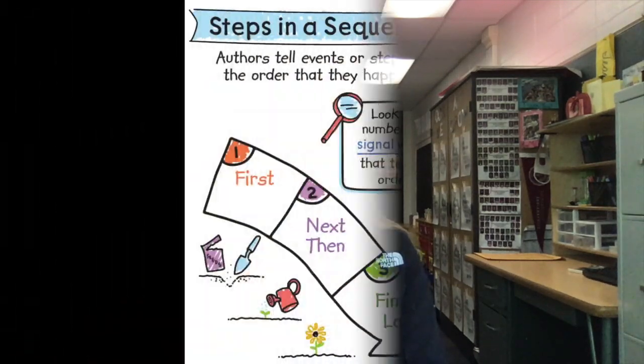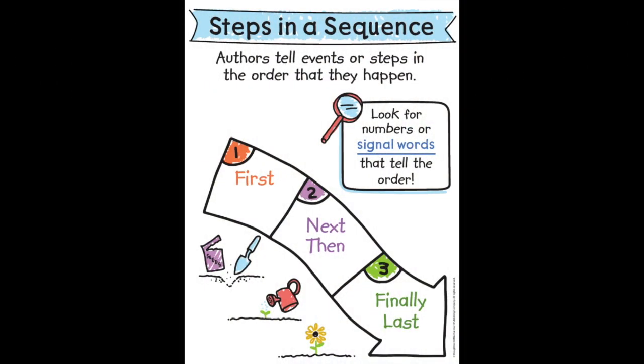Let's check it out. When the author tells the events in order, it's called a sequence. Reading the events or steps in order helps us understand the information better. Sometimes each step is numbered, like 1, 2, 3. Other times, the author uses signal words to tell you the order, like first, next, then, finally, or last. Readers also use signal words to retell the steps of a sequence.